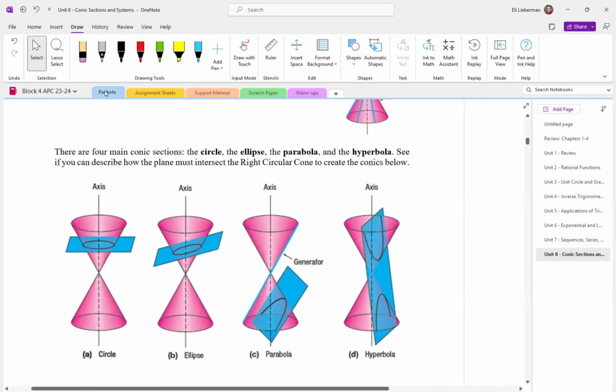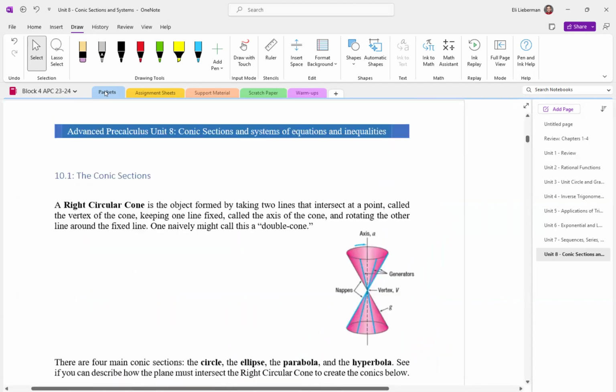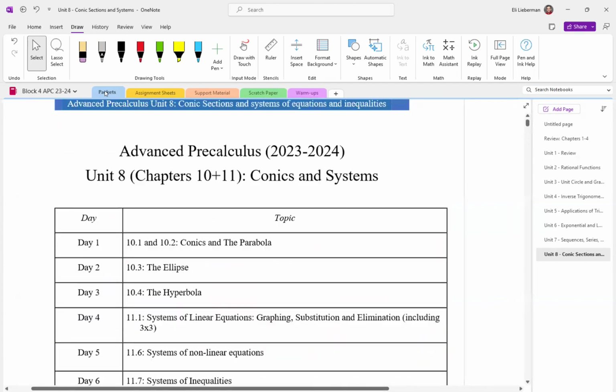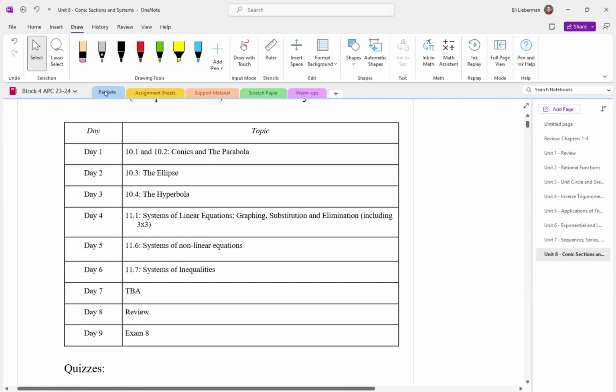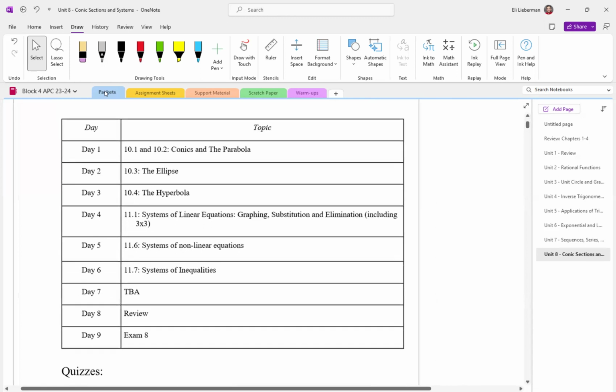So we just finished 10.1. Yay! We're doing 10.1 and 10.2 today, as you see here. And there is a little bit of a problem with this calendar. Yes, TBA, what does TBA mean? To be announced, okay. There's another problem.